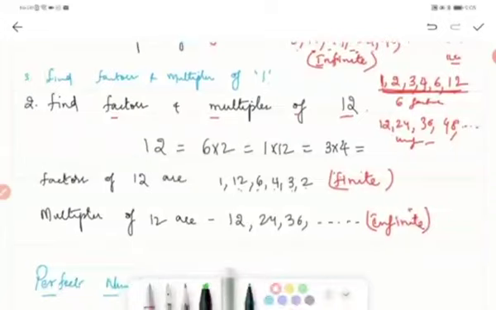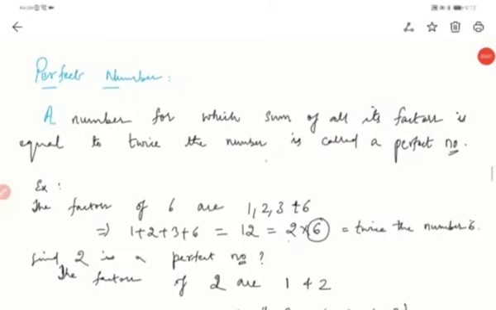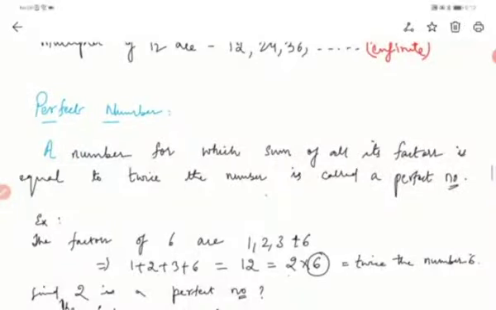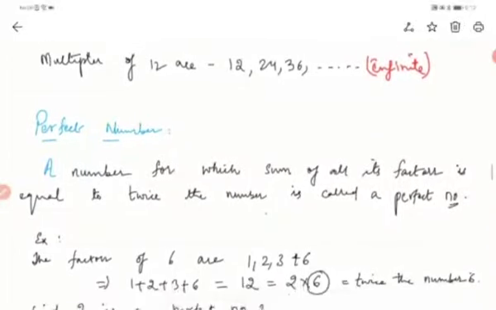All right, now you have a perfect number. When do you call a number a perfect number? So a perfect number, when do we call a number perfect, is whenever you sum up all its factors, okay, and it gives you twice the number itself, then you will say that it is a perfect number. For example, let me see whether 8 is a perfect number or not.